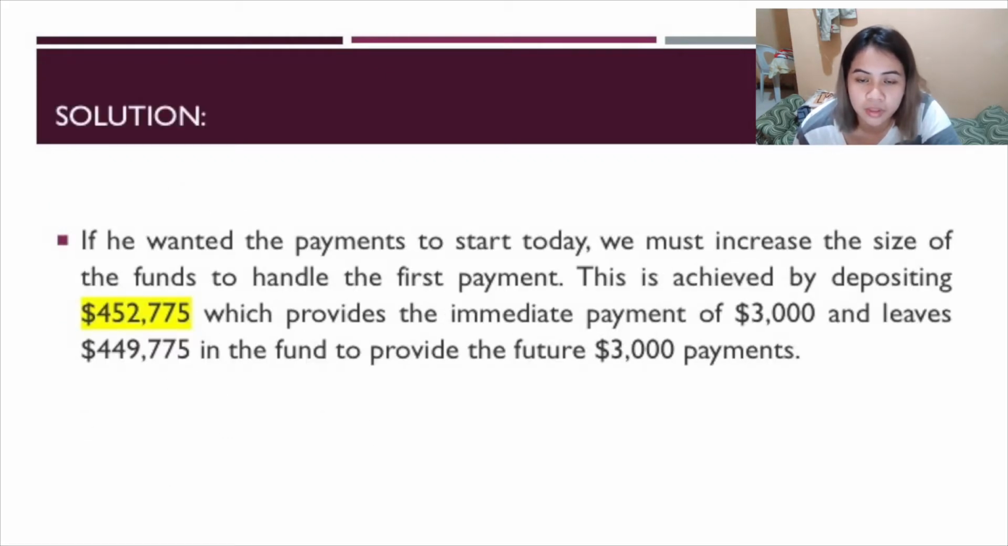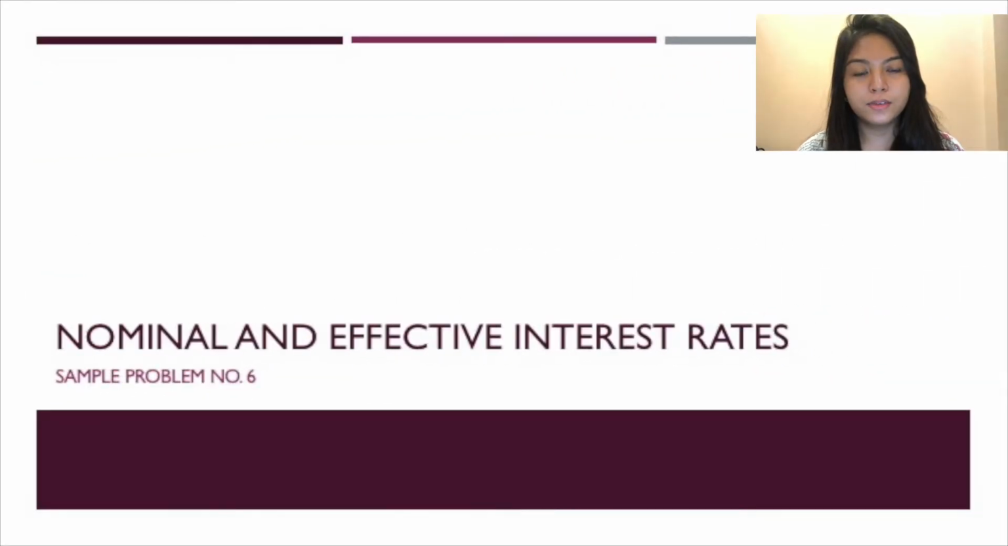Therefore, if we wanted the payments to start today, we must increase the size of the fund to handle the first payment. This is achieved by depositing $452,775, which provides the immediate payment of $3,000 and leaves $449,775 in the fund to provide the future $3,000 payments. Nominal and effective interest rates.